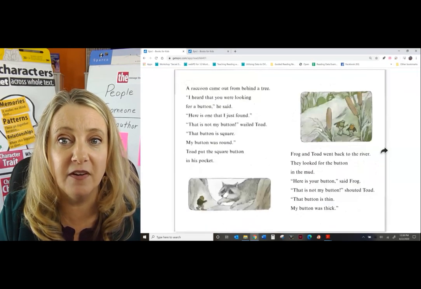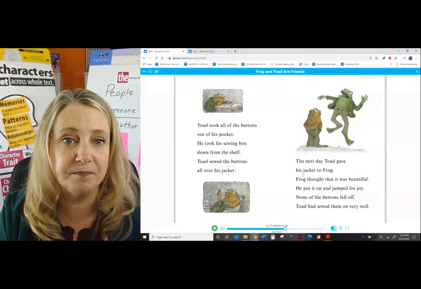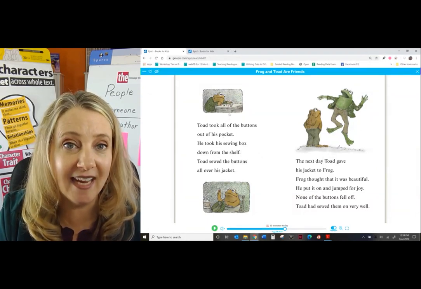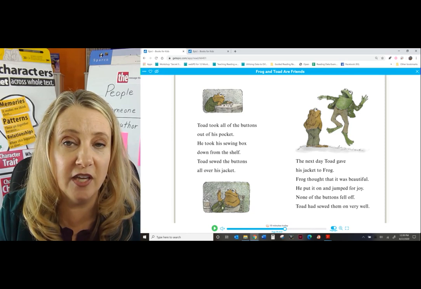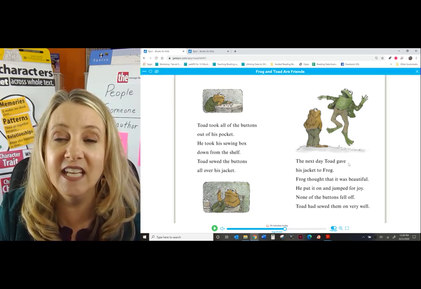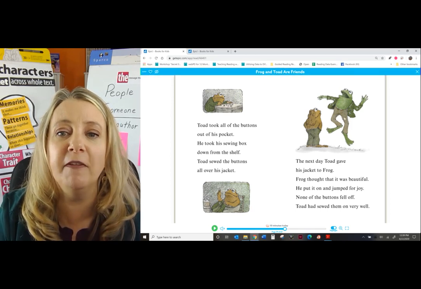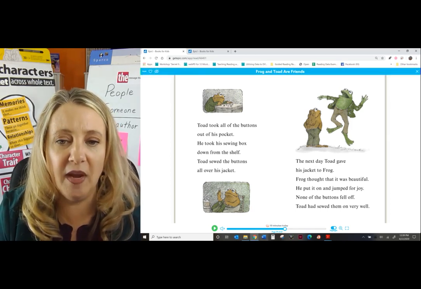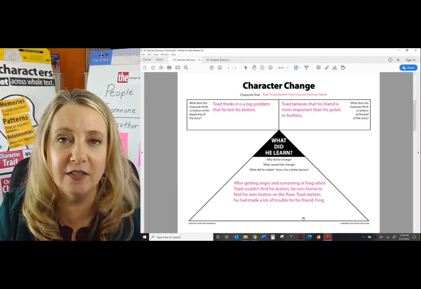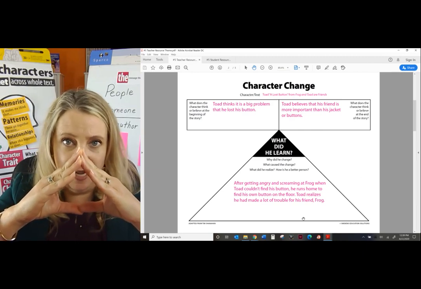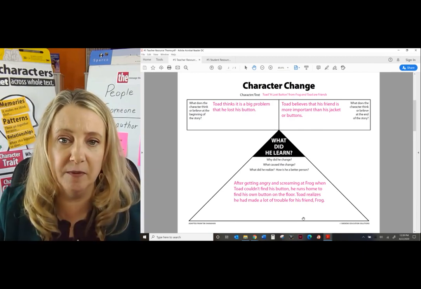Because at the very end of this chapter, he had worked on his jacket. He sewed all those buttons onto his jacket, all the buttons that he found. He sewed them on. And then what did he do? He didn't keep it for himself. He gave it to Frog. Okay, so what caused the change? What made Toad feel completely different and not worry about the buttons anymore?